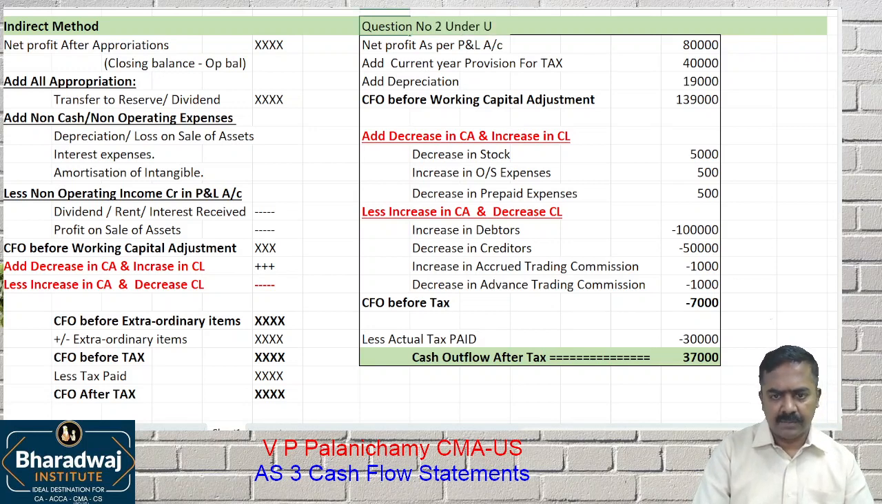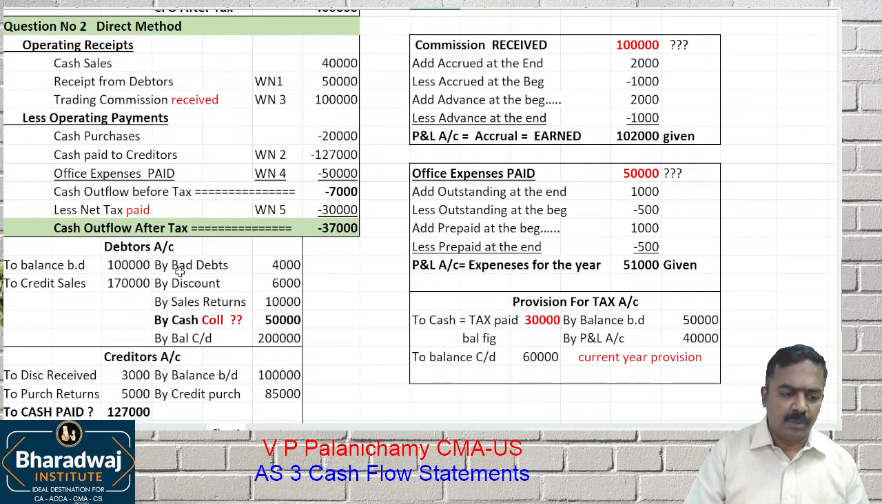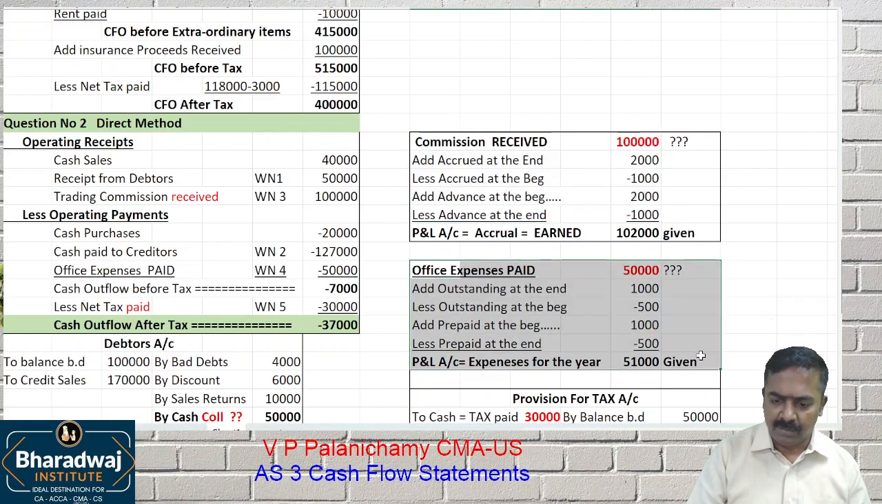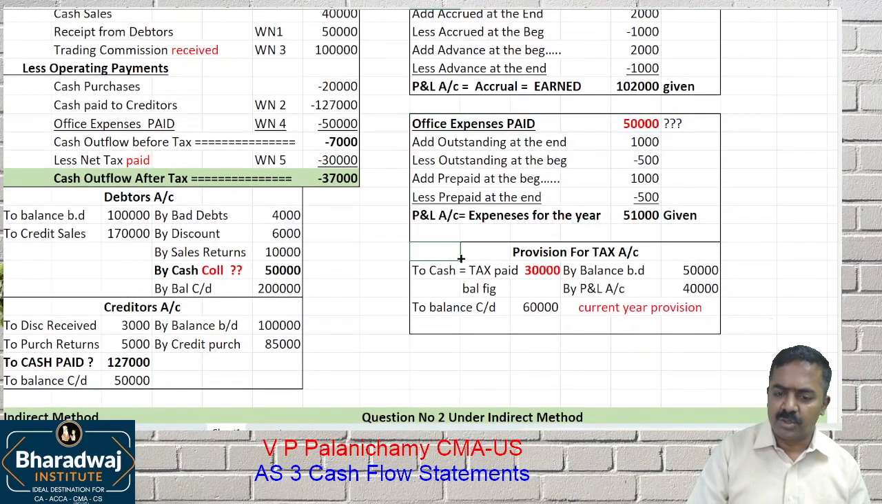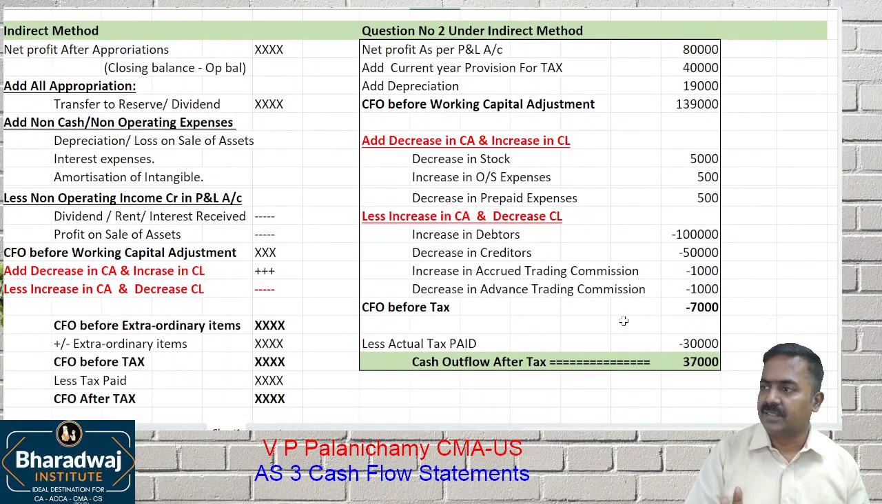Under which method? Indirect method. Wait. If you go for the direct method, it takes a lot of time. We have to prepare which accounts? Debtors account, creditors account, commission received, commission paid, provision for tax account. So many ledger accounts you have to prepare and come to the main answer. If we go for the indirect method, it is simple to work out.